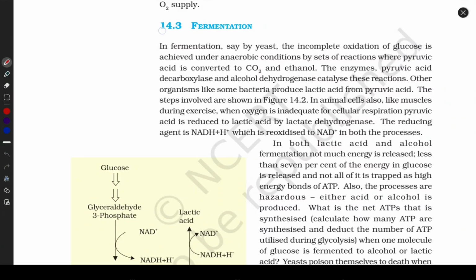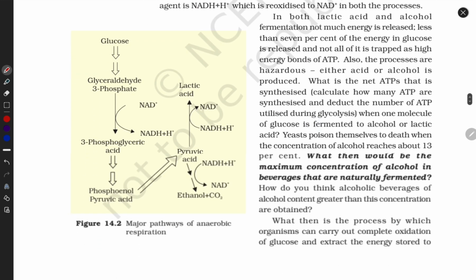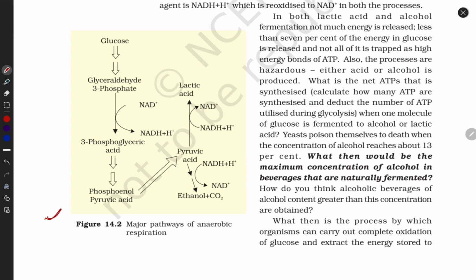Let's start with our new topic, fermentation. This process will occur in the absence of oxygen. Okay, in fermentation, say by yeast, the incomplete oxidation of glucose is achieved under anaerobic condition by sets of reactions where pyruvic acid is converted to CO2 and ethanol. We can better understand this by this chart.